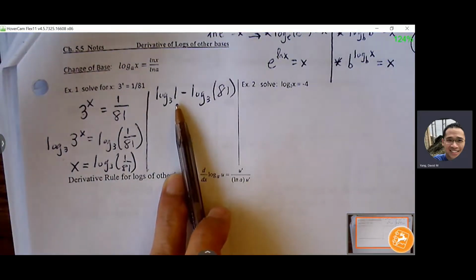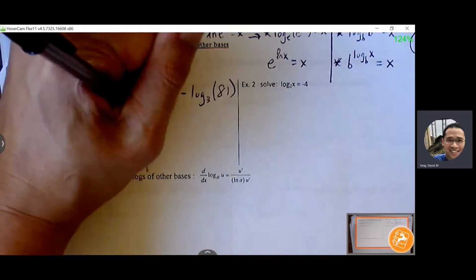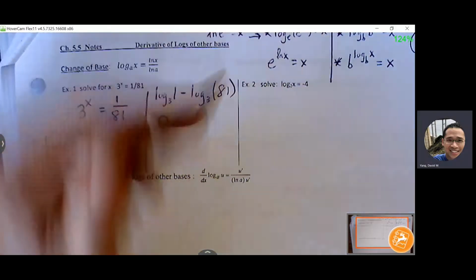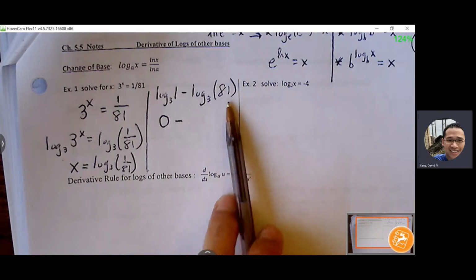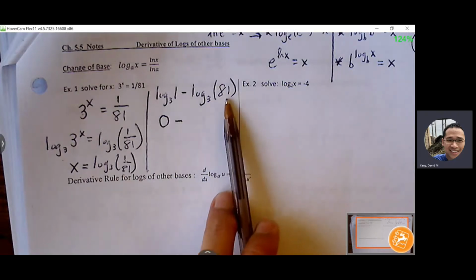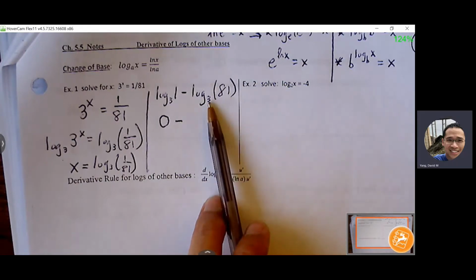Log of 1 is always 0. Doesn't matter if it's natural log or so. That's just going to go away. Is there a way for us to rewrite this where I can get these two numbers to match? Can I play with 81? Can 81 be represented?